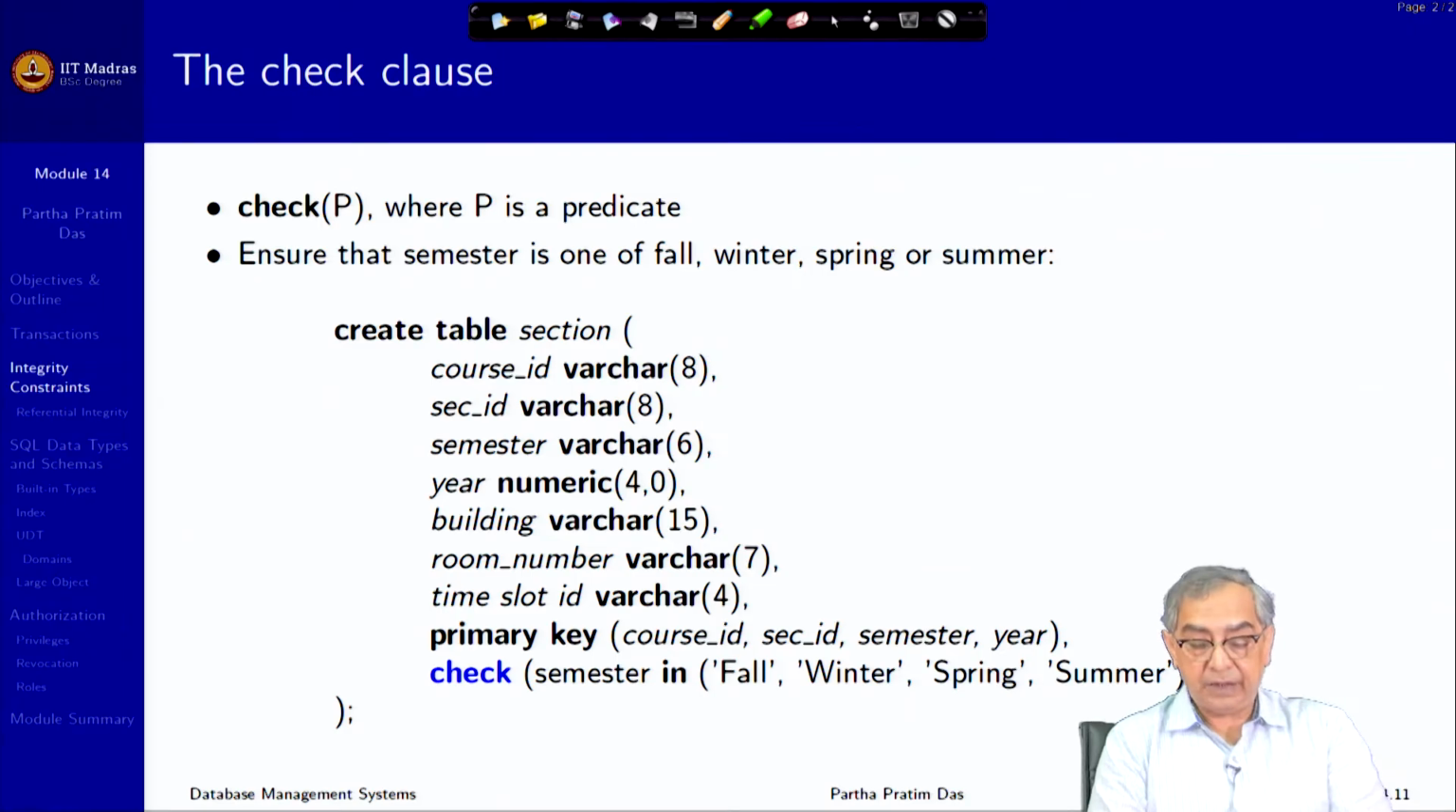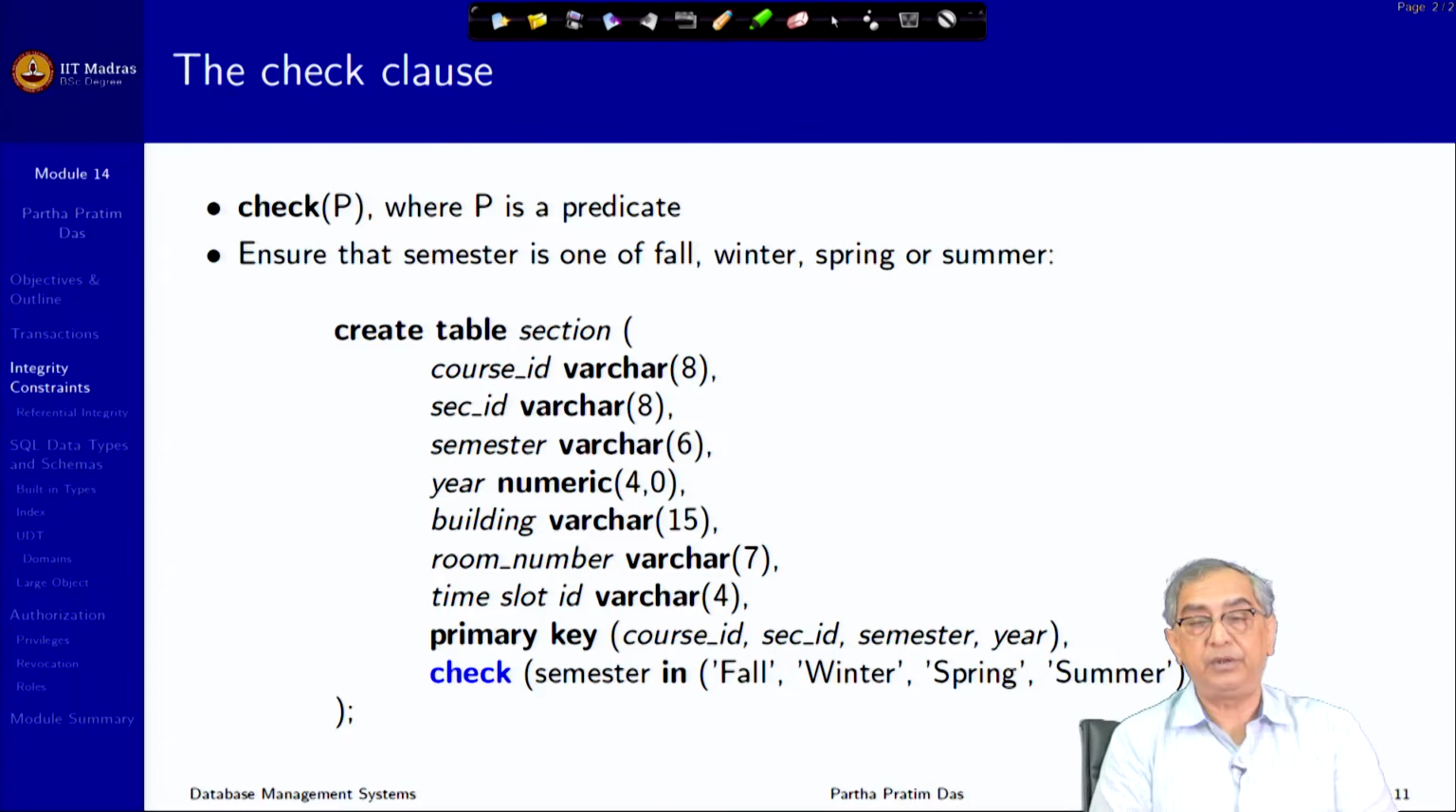The primary key is defined as a combination of course ID, section ID, semester and year, and we need that semester cannot be any arbitrary value. It has to be fall, winter, spring or summer. Let us say, if these are the names, it could be autumn, spring. If you talk about India, it is primarily autumn and spring. So, the value of semester is constrained to be one of these four.